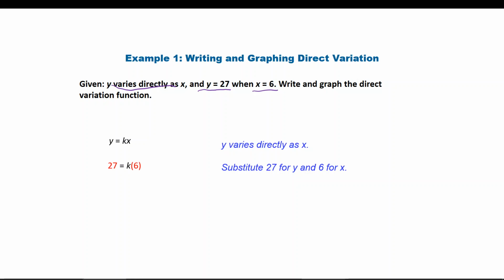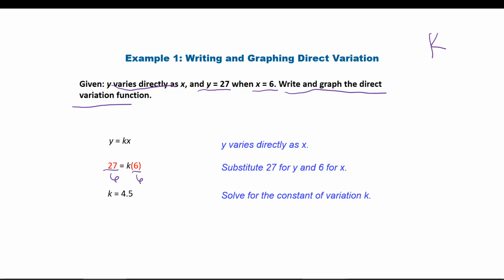Once we do that, remember, the first thing we're always going to do is solve for k. In order to solve for k here, if we divide both sides by 6, then we can solve for the constant of variation k. And we get k equals 4.5. Now, we also need to write and graph the direct variation. Let's write the direct variation function first, and that is pretty simple. It's just y equals 4.5x.